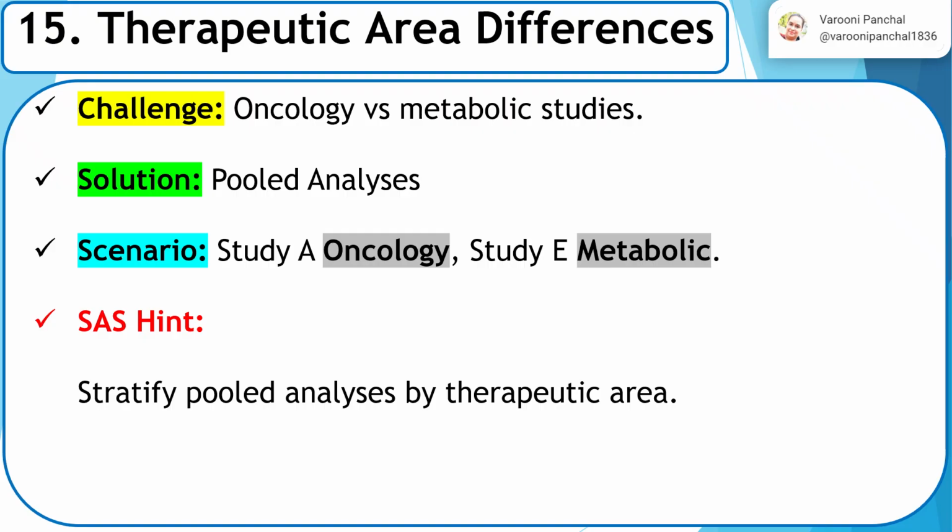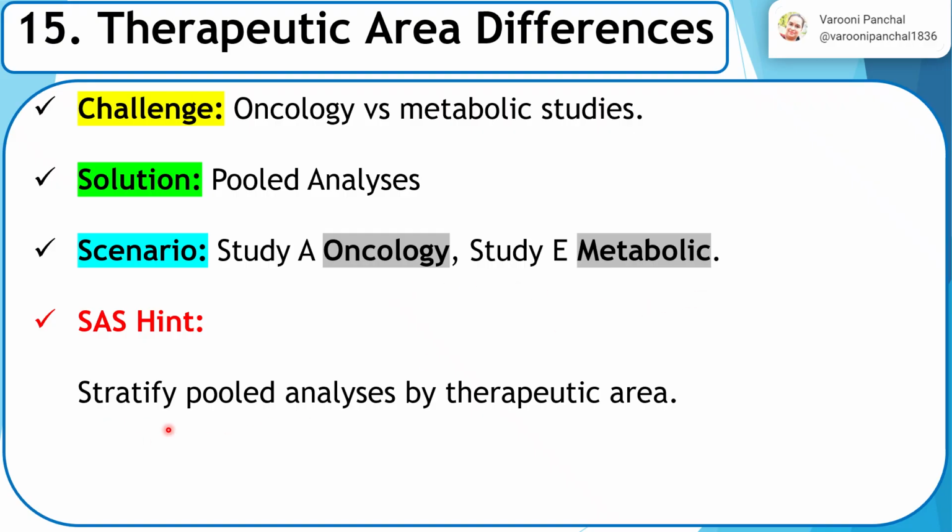Now, number 15 is the therapeutic area differences. The challenge here is that in some studies oncology was used, whereas in some studies metabolic studies were used, right? So again, the solution is to get the pooled analysis. It could be in rare cases that the ISS and ISE study is trying to combine different therapeutic areas. So in study A, it could be oncology, and in study B, it could be metabolic.